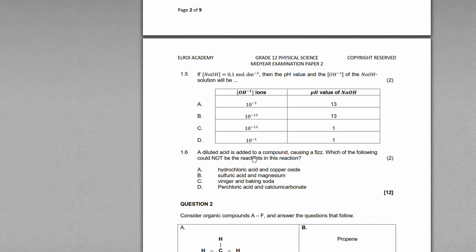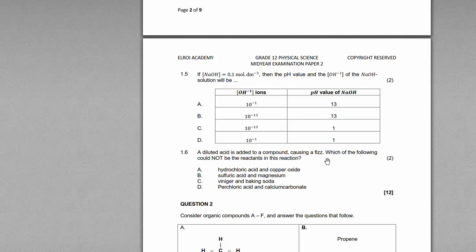A diluted acid is added to a compound causing a fizz. Which of the following could not be the reactants in this reaction? So a diluted acid is added to a compound. So there's different acids. We've got hydrochloric, sulfuric, vinegar, perchloric acid, causing a fizz. Now, why is it causing a fizz? It can only cause a fizz if it produces a gas.